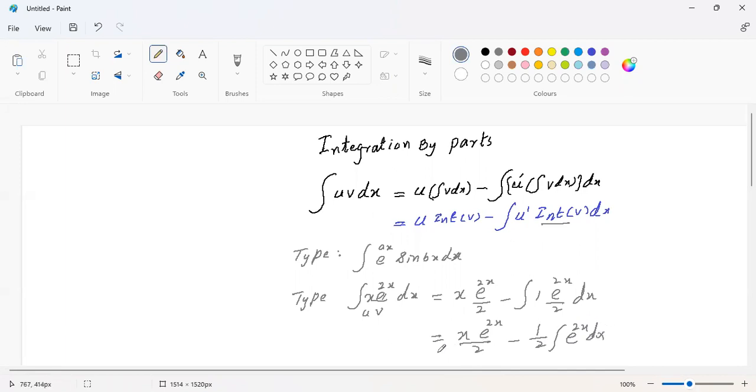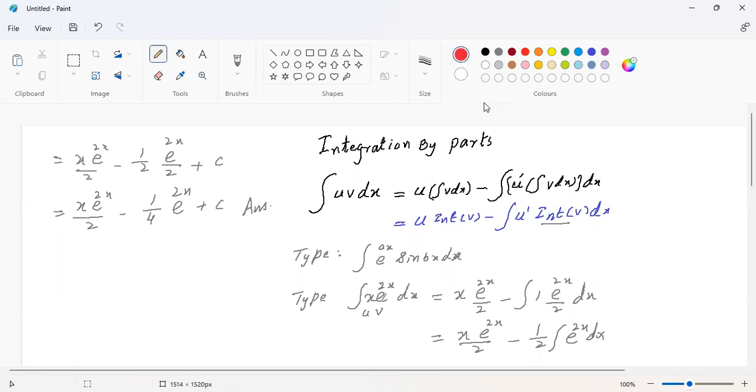And hence, in the last step, you can write here x e raised to the power 2x divided by 2 minus half and then the integration of it. And again, you know its integration is e power 2x divided by 2, plus the constant of integration. And hence it is x e raised to the power 2x divided by 2 minus 1 by 4, because 1 by 2 into 1 by 2 is 1 by 4, e power 2x plus c. This is your answer in general form of this integral.